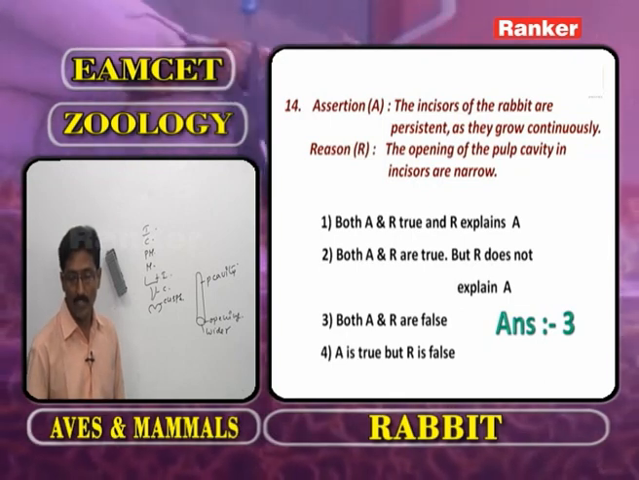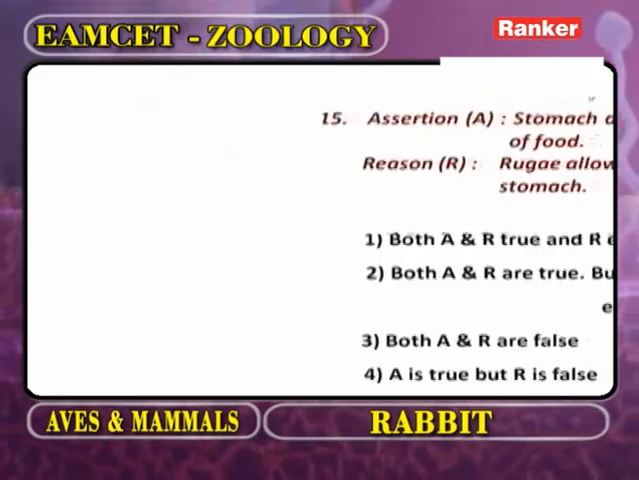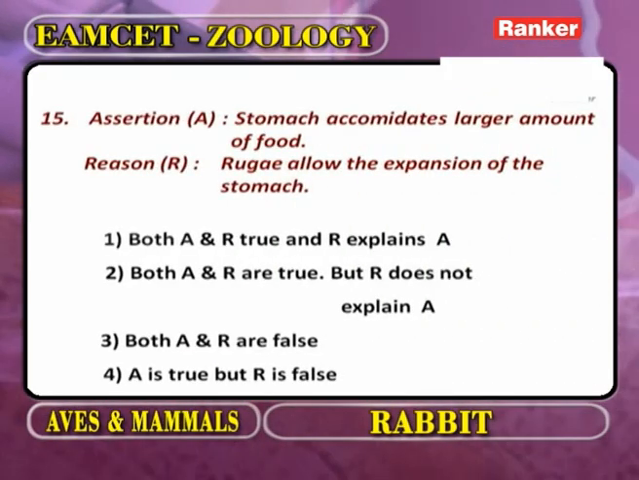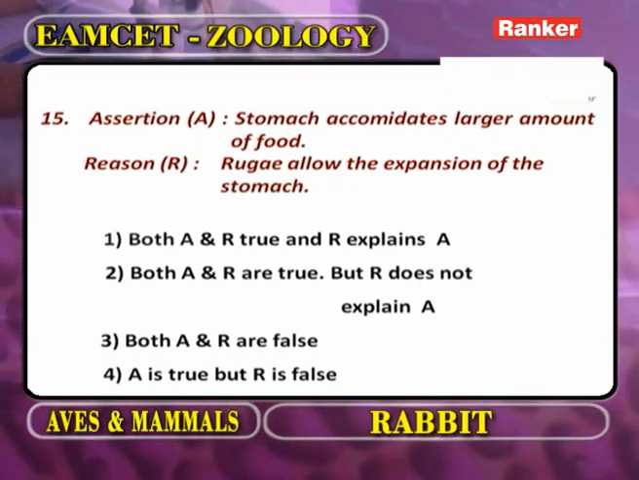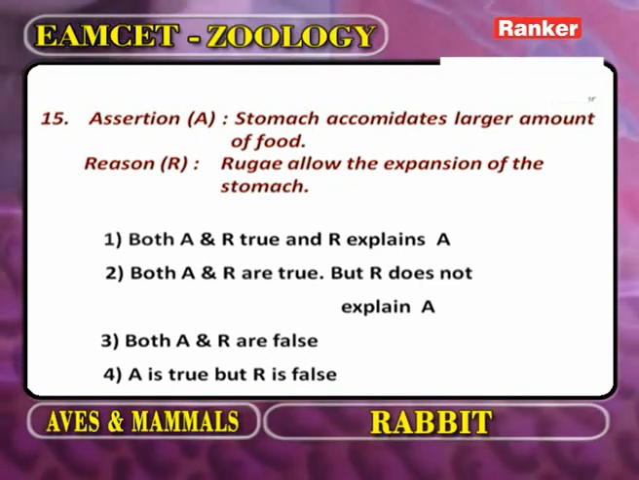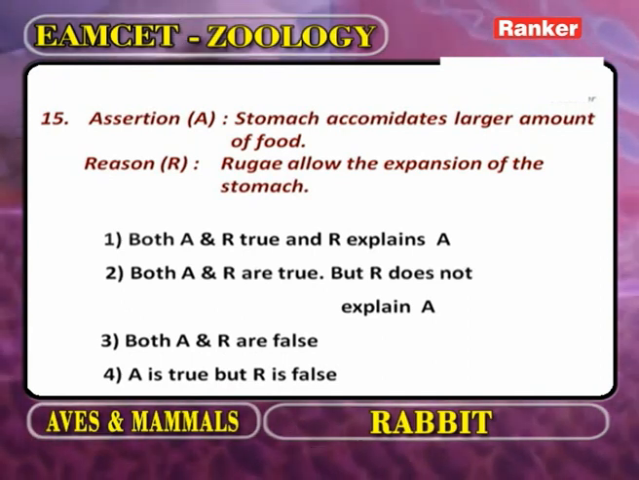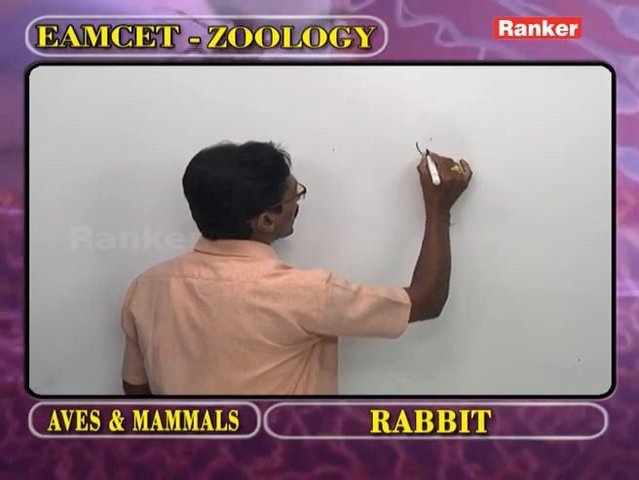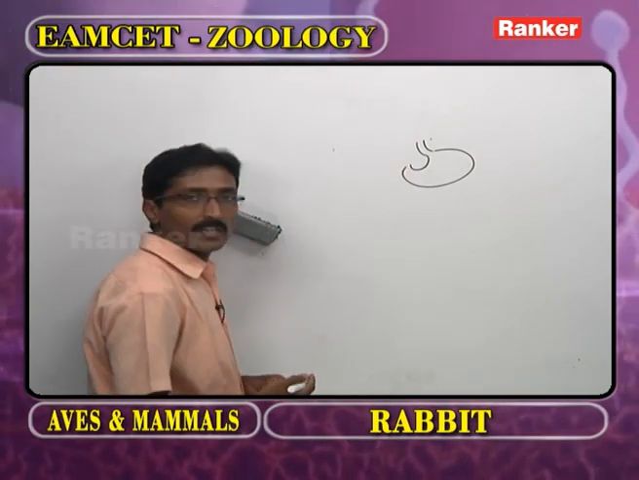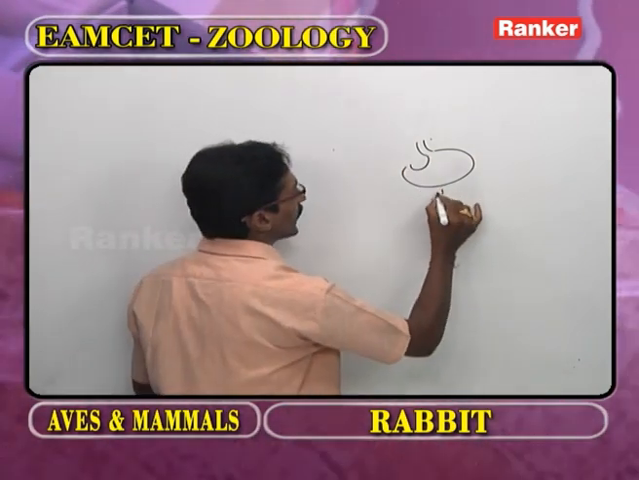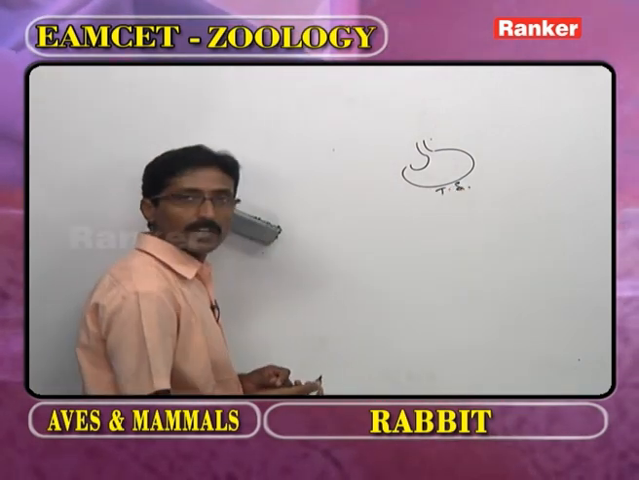Now, we go for the next question. Assertion. The stomach accommodates larger amount of food materials. Now, as we observe the stomach of vertebrates, the largest part of alimentary canal, that we call it as stomach. Now, we go for the transverse section of stomach.